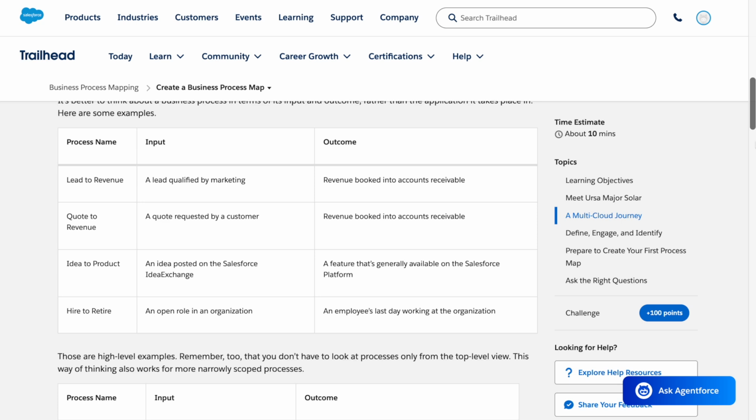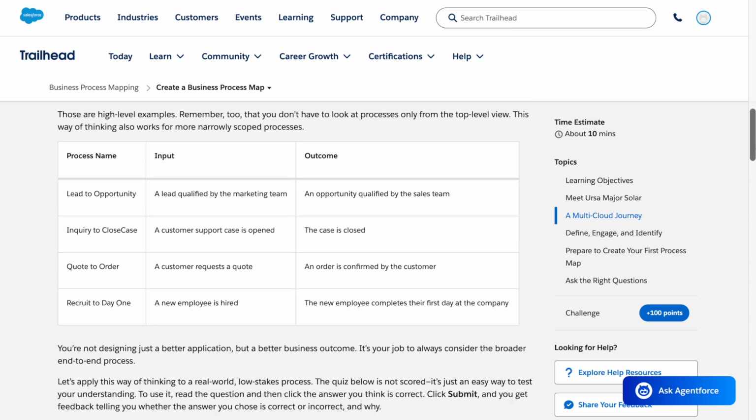Process name, hire to retire. Input, an open role in an organization. Outcome, an employee's last day working at the organization. Those are high-level examples. Remember, too, that you don't have to look at processes only from the top-level view. This way of thinking also works for more narrowly scoped processes.